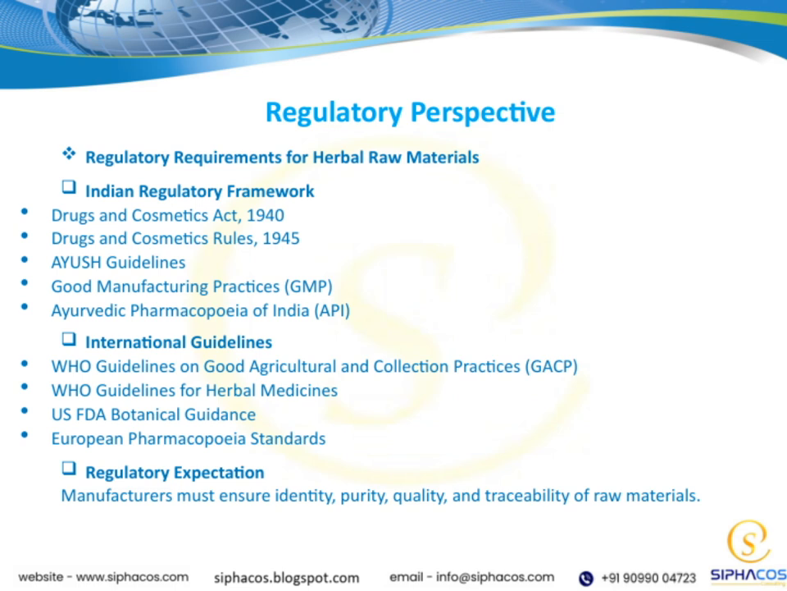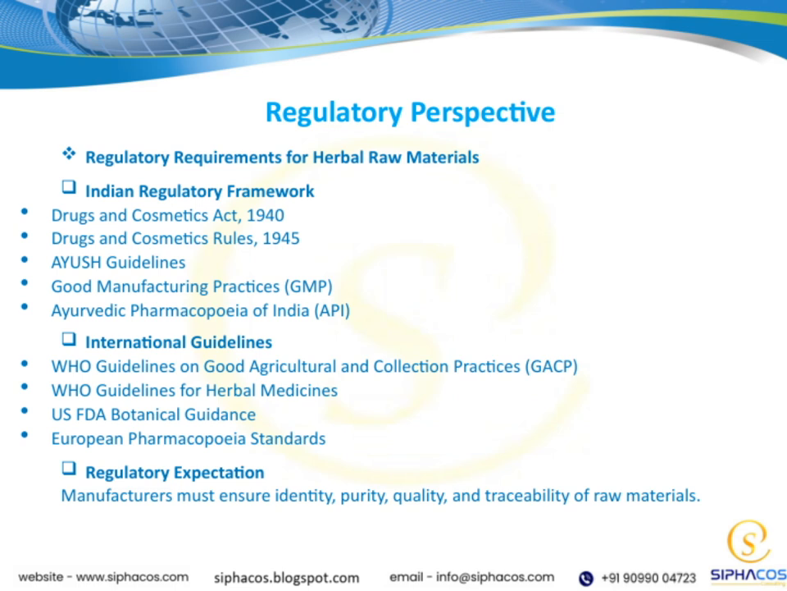Now, moving beyond India, we see international guidelines that influence how herbal medicines are regulated worldwide. The WHO has guidelines on good agricultural and collection practices, or GACP, which focus on sourcing quality raw materials. They also have broader guidelines for herbal medicines to ensure consistency and safety. In the United States, the FDA provides botanical guidance, setting standards for herbal ingredients used in supplements and medicines. And in Europe, the Pharmacopoeia standards help regulate herbal products to ensure they meet safety and quality benchmarks.